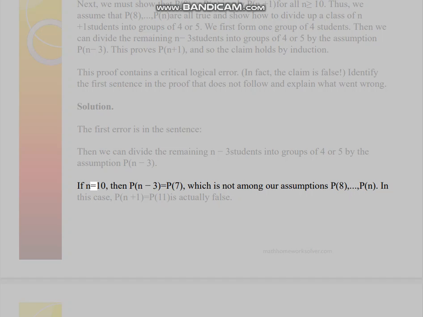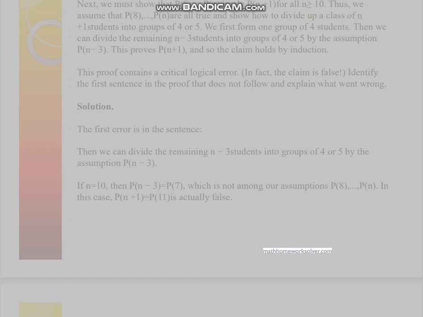If n equals 10, then P(n-3) is P(7), which is not among our assumptions P(8) through P(n). In this case, P(n+1), which is P(11), is actually false.